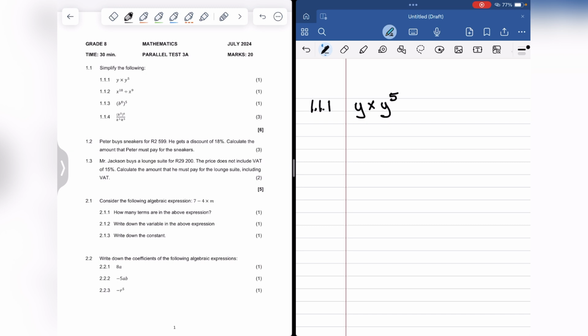This is the follow-up test to class test 3A. So just keep up with all the names. We are just going to look at the answers to the second test. So that's called parallel test 3A.